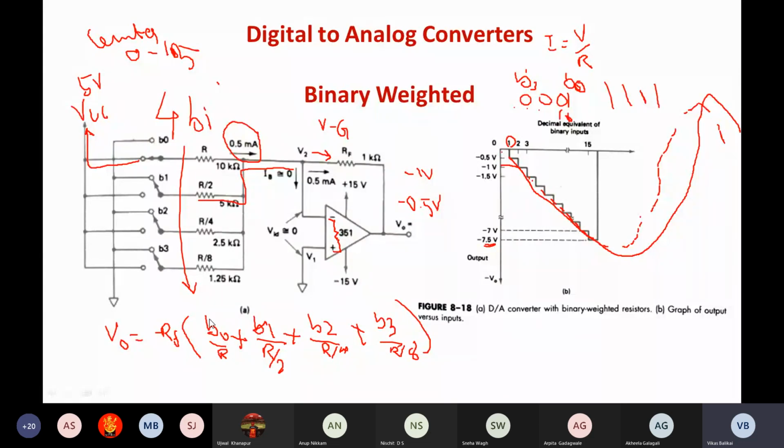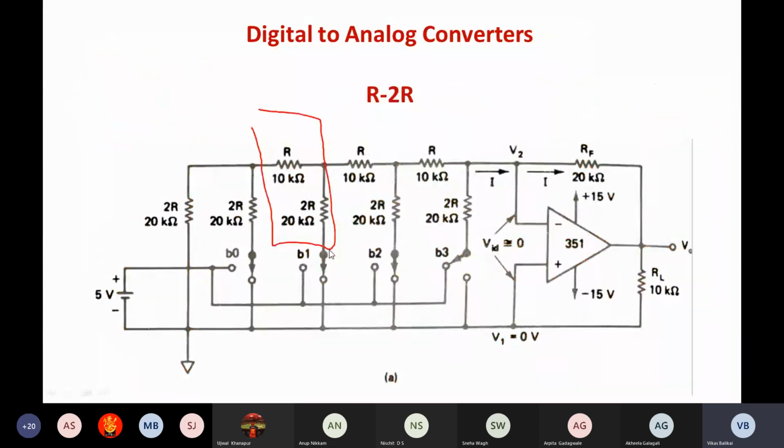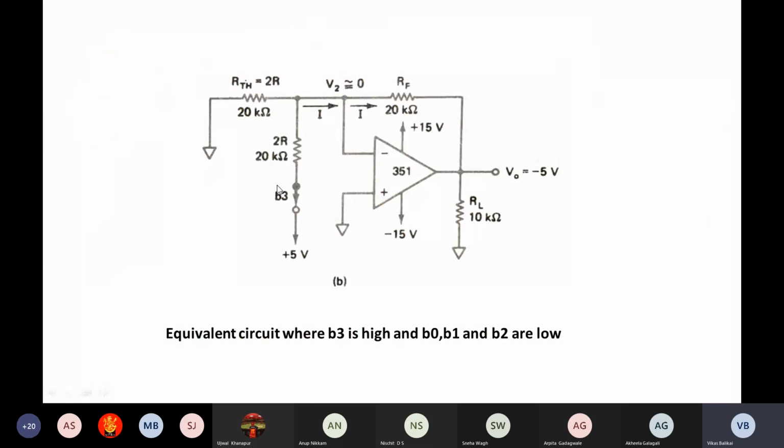Now exactly, it will not be division, it will be multiplication of that. It will be a combination of R and 2R. Because B3 had 2R, my output voltage equation will be minus RF multiplied by B3 by 2R. I'm going to keep that. Next, B2 will be exactly double, 4R. Then B1 will be exactly double again, so it will be 8R.